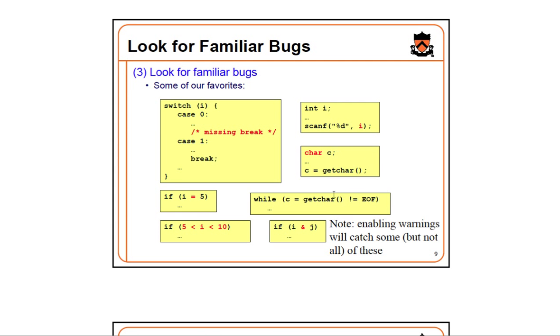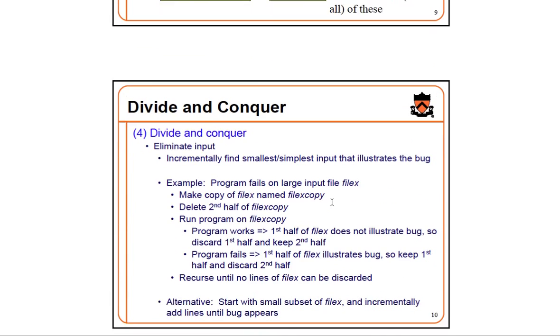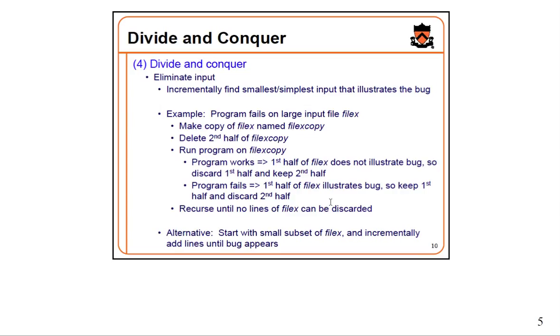So enabling warnings will catch some of these, but not all of them. Divide and conquer, that's a strategy I'm sure you've talked about before, maybe in other classes and other contexts. Certainly it's good here too. When you have a bug that you can't find, try and comment out a bunch of the code until you can get the smallest, simplest section of code that still has the bug, and that narrows down where it's occurring.